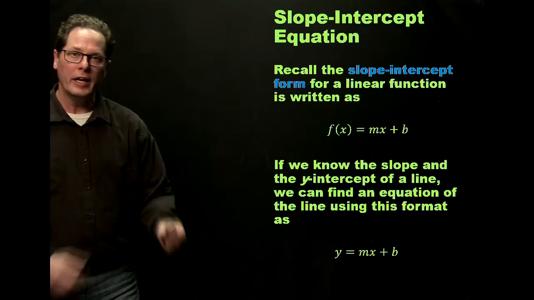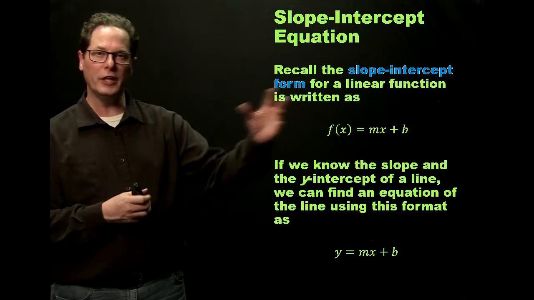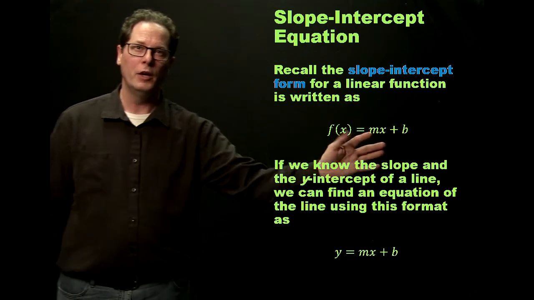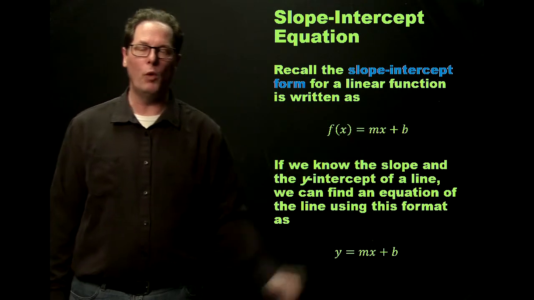Hey, today we're going to continue our conversation about linear functions. In this case, we're going to be looking for the equations of these lines. Now, we have already talked about this notation f of x equals mx plus b. The m is the defining slope and the b is the y-intercept.